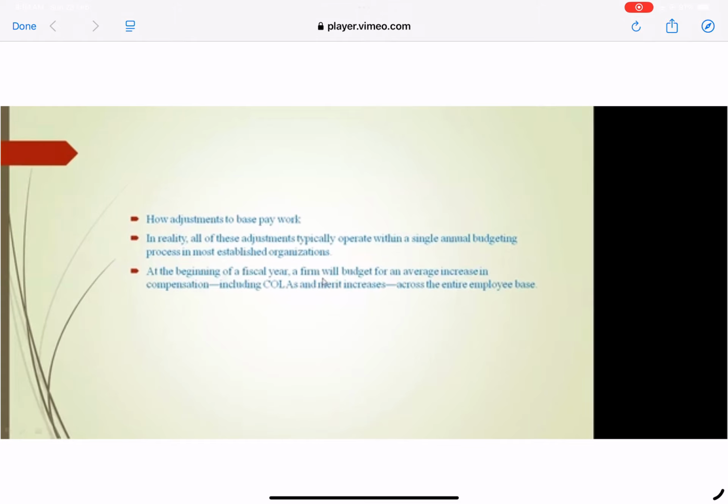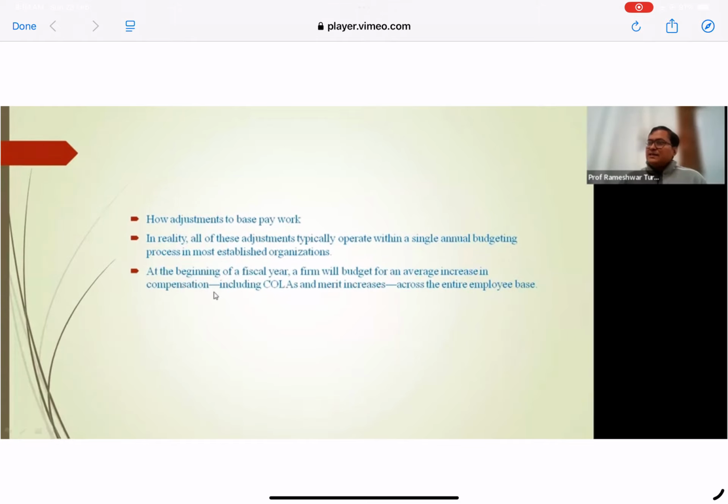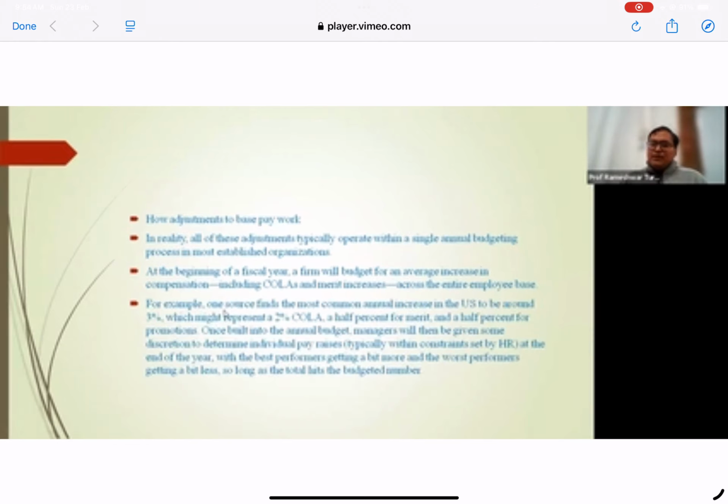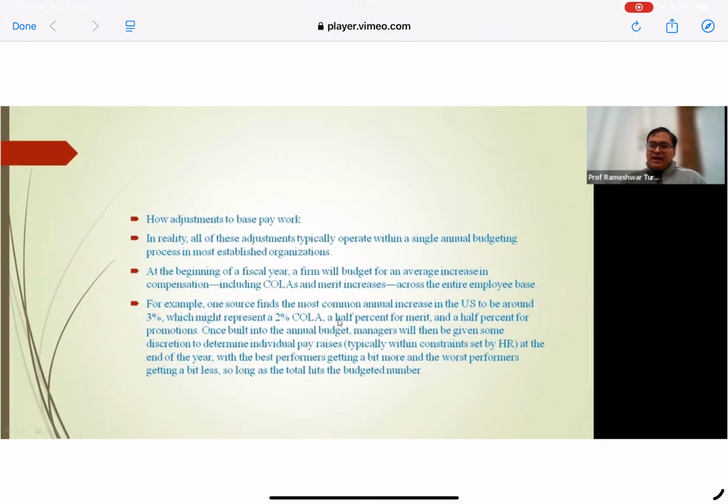Individuals perform differently, and then that amount will be distributed. At the beginning of a fiscal year, a firm will budget for an average increase in compensation, including cost of living adjustments and merit increases across their employee base. For example, one source finds that the most common annual increase in the US is around 3%. Every year, at least 3% salary change happens in USA. In that 3%, 2% goes for cost of living adjustment, and 0.5% for salary changes that are happening for promotions.